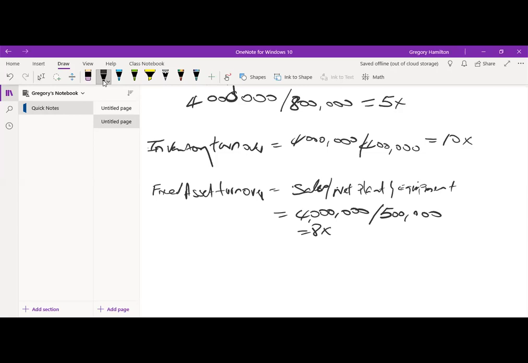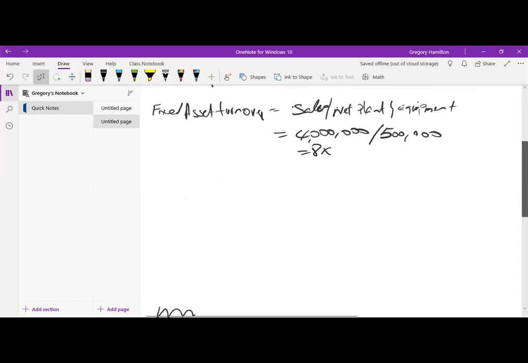So, Professor, for the capital asset turnover, is that the same as fixed asset turnover? Yeah. Okay. So it could be called capital asset turnover or fixed asset turnover, because there are just different ways of calling the same asset. It's capital asset, long-term asset, fixed assets. Those are all different names for the same asset class. Okay.